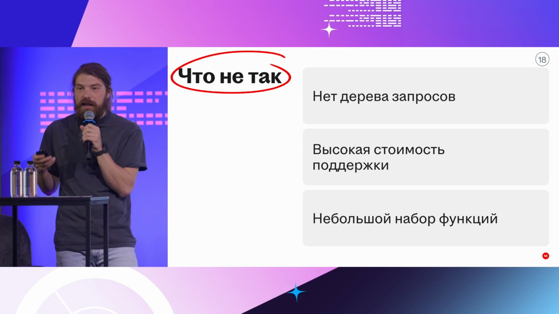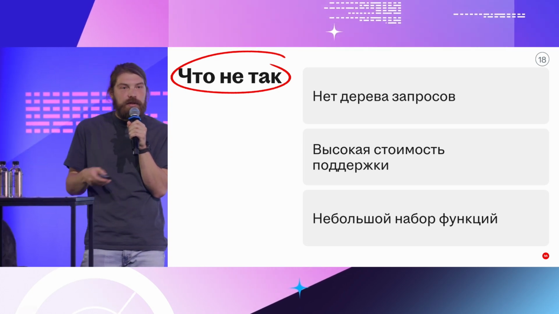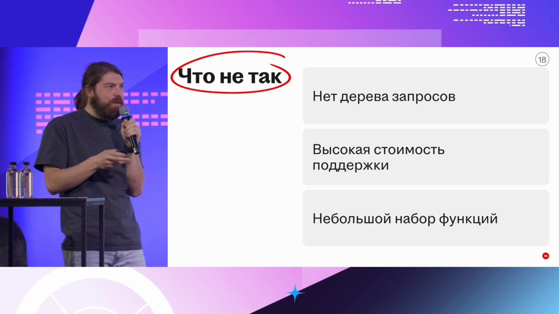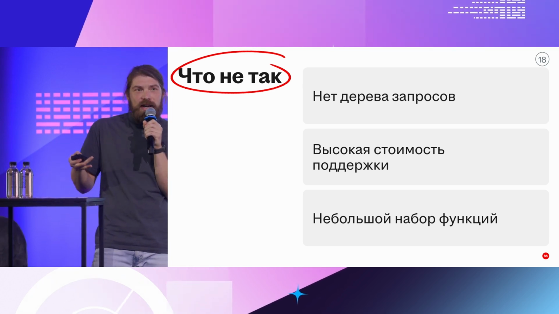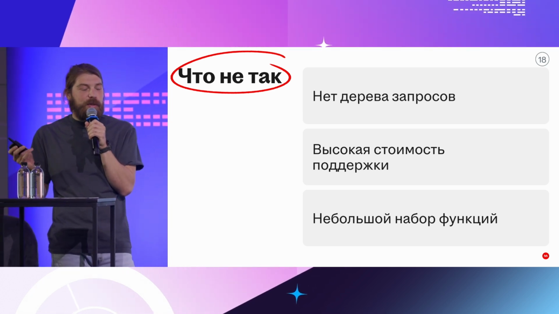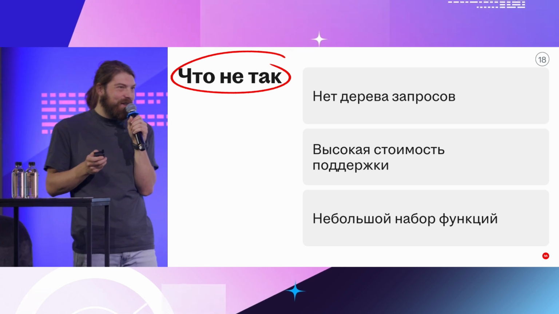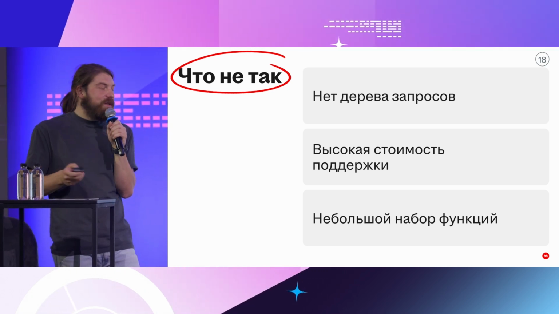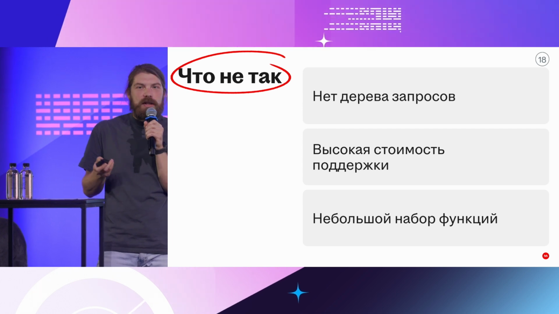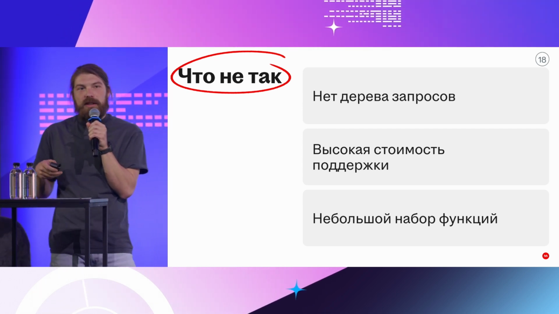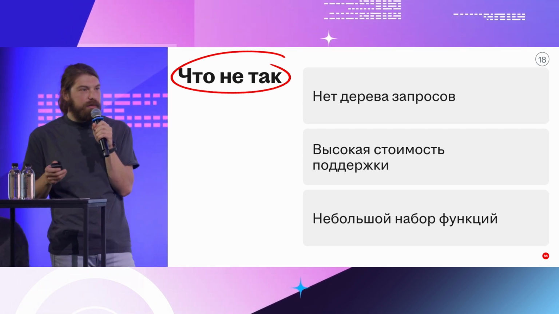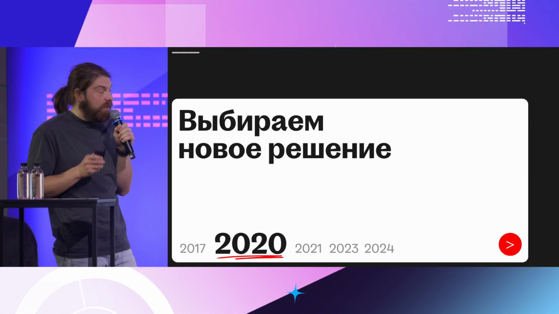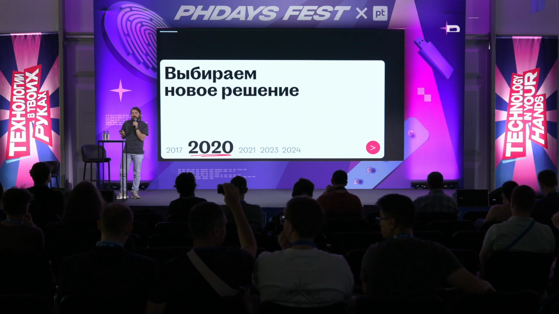So what was really wrong with that system? There was no fully fledged request tree, so you couldn't trace the path correctly. And because the UI and the backends were self-written, it wasn't quite comfortable maintaining them. And also the set of functions was quite restricted. For instance, you could do a search only on request ID. You can't do it on method or some additional masks.